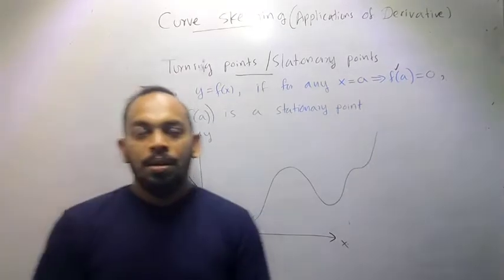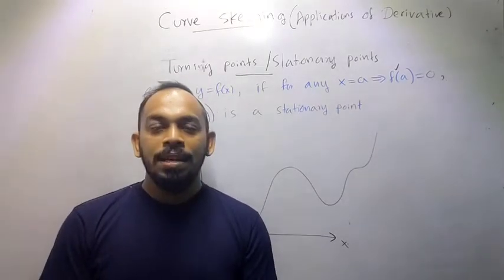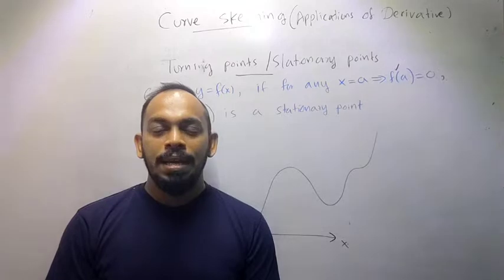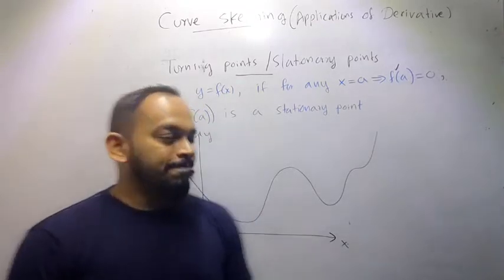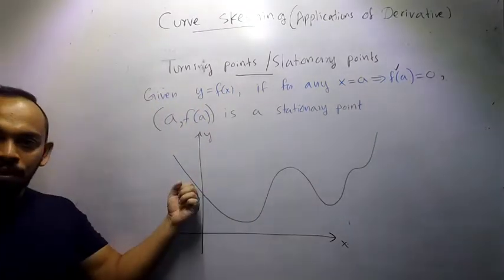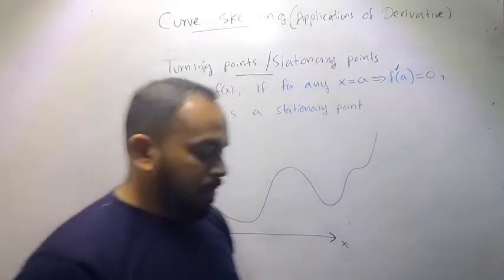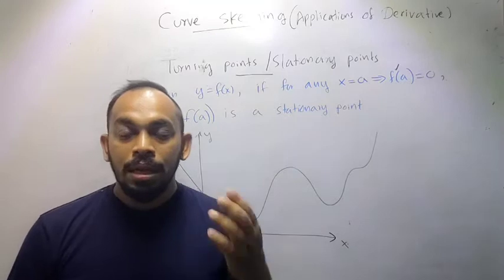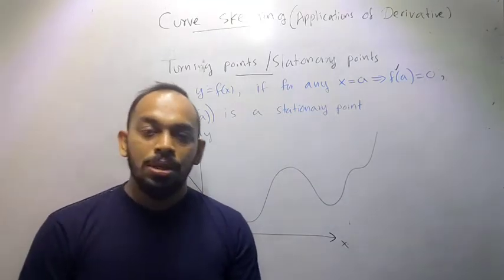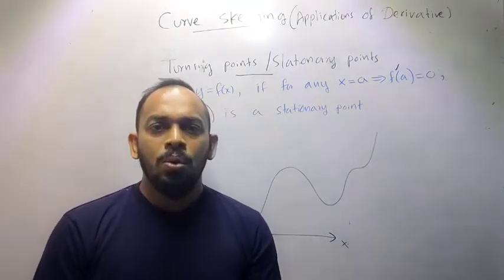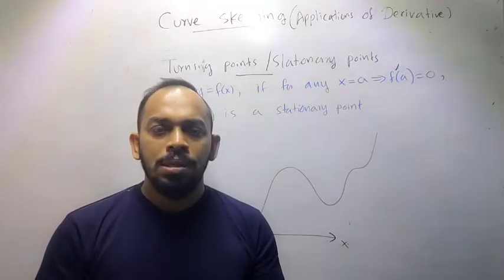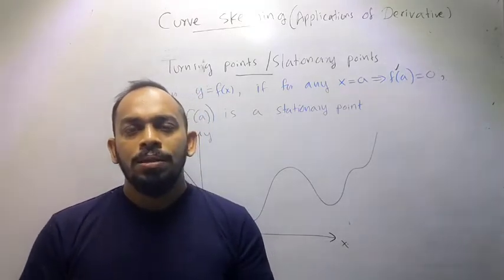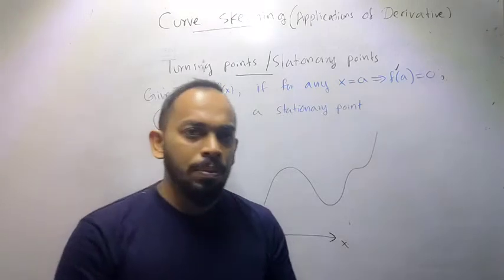Right. So let's see how to find stationary points. What is meant by a stationary point? We learned in the previous video what happens to the derivative: what is the sign of the derivative when the function is increasing, and what happens to the sign of the derivative when the function is decreasing.